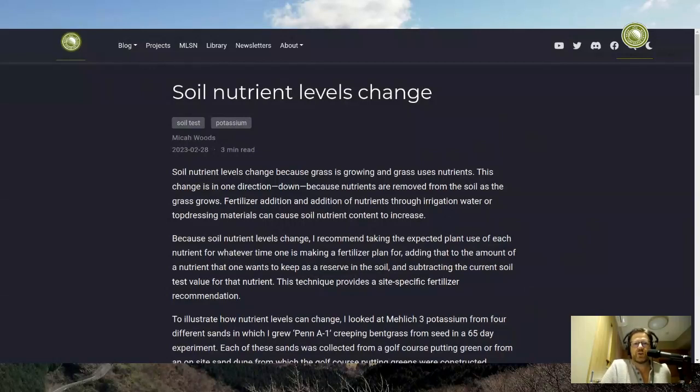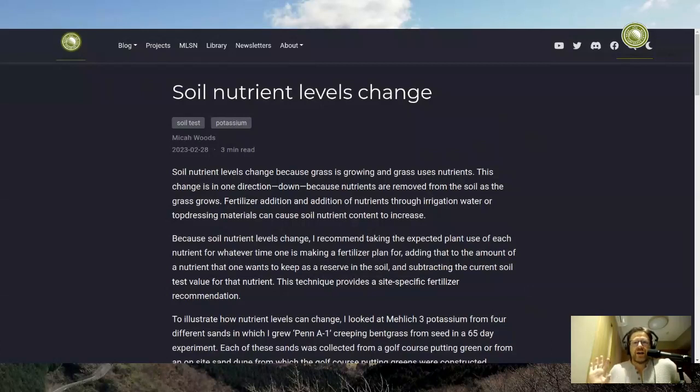Now, it depends on the soil, and it depends on the climate, and it depends on how you're managing the grass, and it depends on which nutrient we're looking at. It depends on all of those things. And did I say soil type? It certainly depends on the soil type. It depends on all of those things, on how much and how rapidly the soil nutrient levels will change. But in the case of sand root zones, and in the case of potassium, which is what I'm talking about specifically in this blog post, things can change quickly.